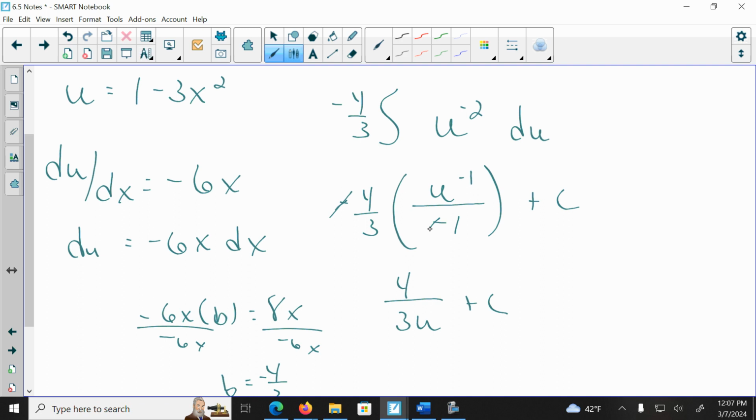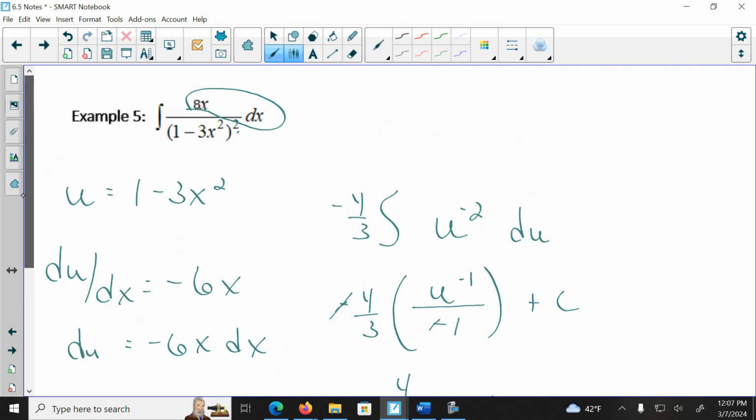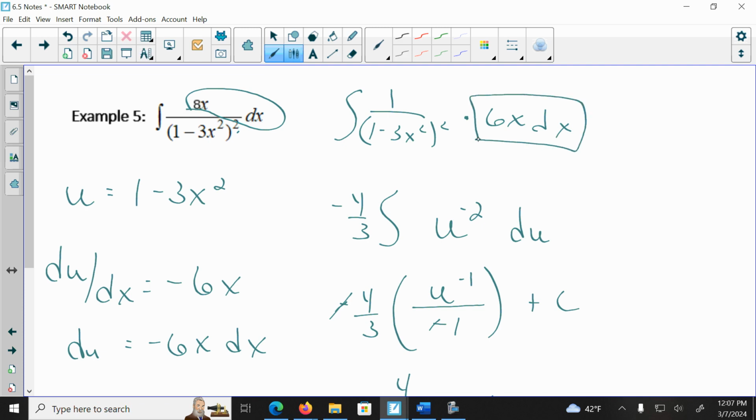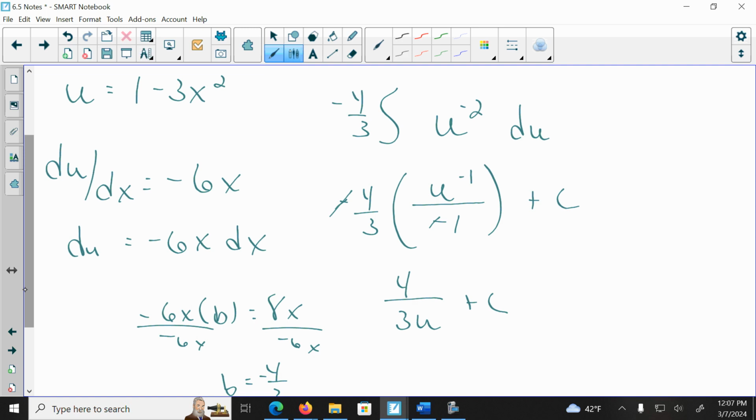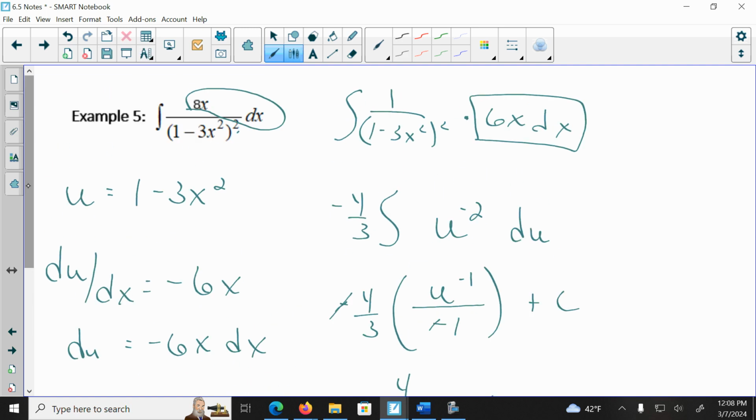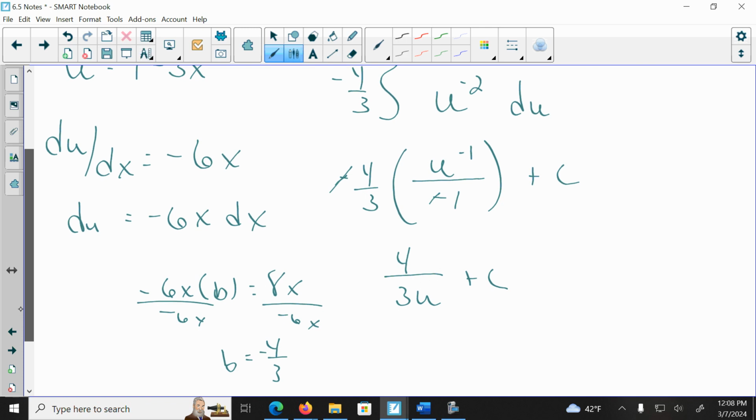So if I rewrote this, right now I would have 1 over 1 minus 3x squared, and then this is times that 6x dx, right? So this 6x dx, I have to ask myself, what do I multiply that by? Sorry, this is 8. This is 8, right? I have to ask myself, what do I multiply that 8x by? This is what I get when I take the derivative. So I have to adjust this to make it equal that. So I sort of made a little algebraic equation. I asked myself, what do I have to multiply this negative 6x by to get 8x?